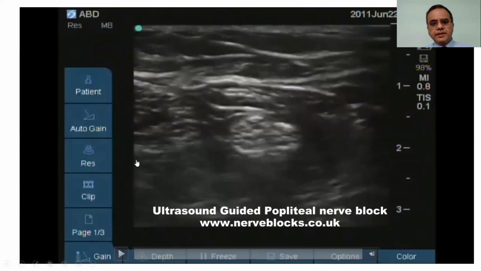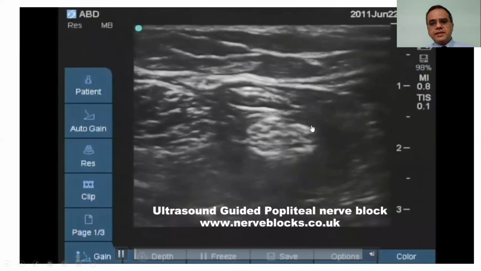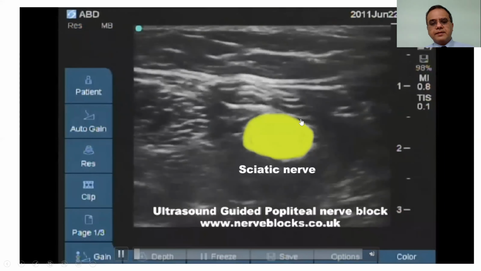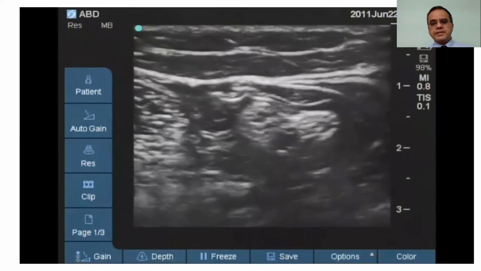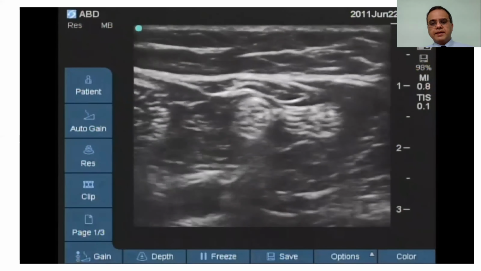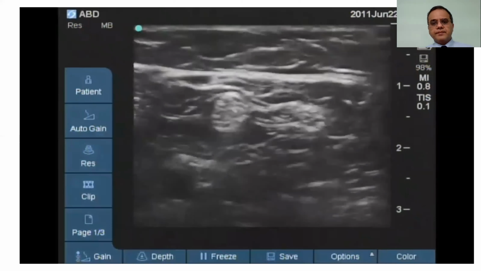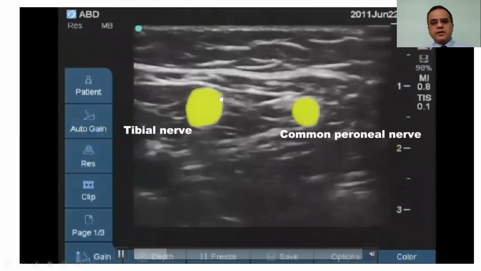So in this video here, you can see a sciatic nerve, and as I move my probe caudally, you'll see the sciatic nerve dividing into tibial and common peroneal nerve, and you can see the paraneural sheath quite nicely as the nerve divides. So these are the tibial and the common peroneal nerve.